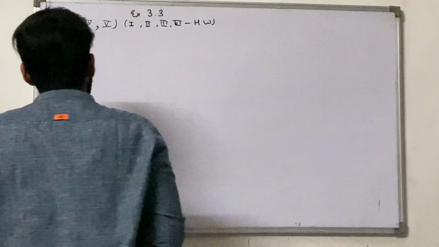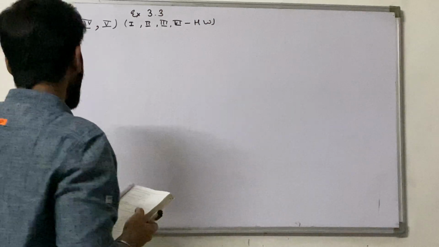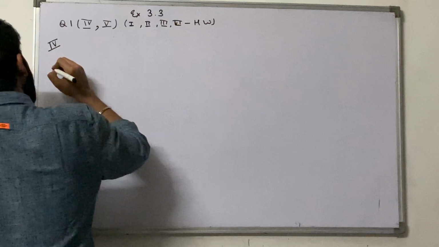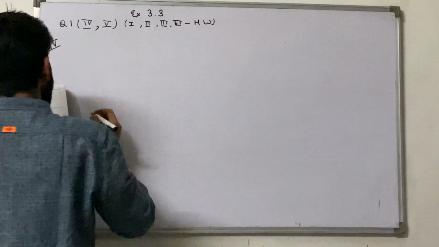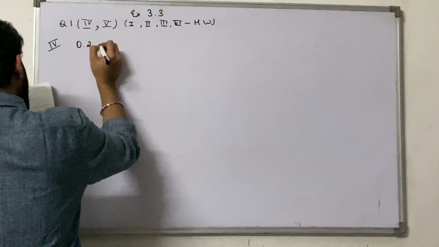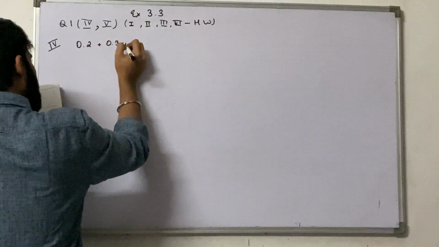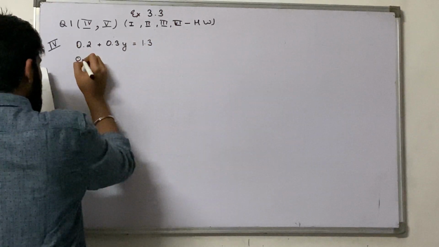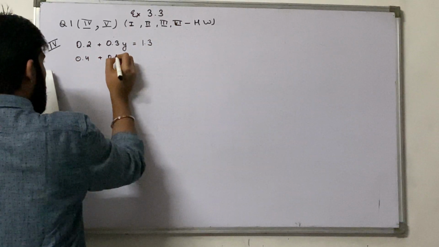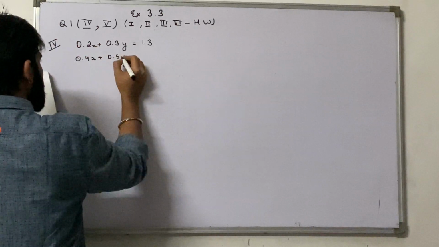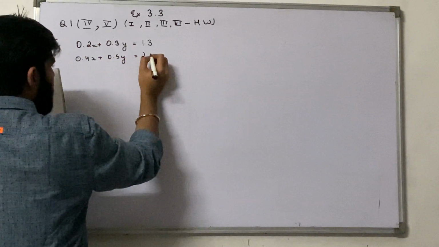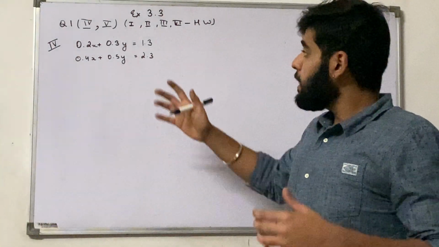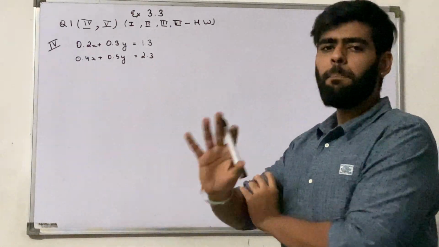Now, first of all, starting with question number 1, fourth part. The fourth part states 0.2x plus 0.3y is equal to 1.3 and 0.4x plus 0.5y is equal to 2.3. Don't panic by seeing that this is in decimals and all. This is going to be pretty simple.